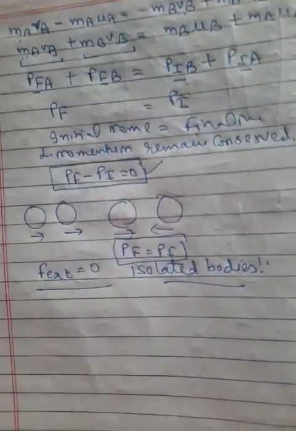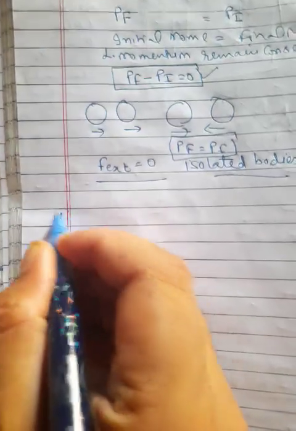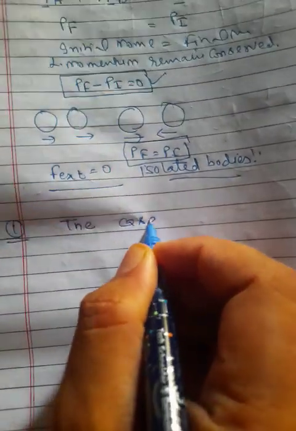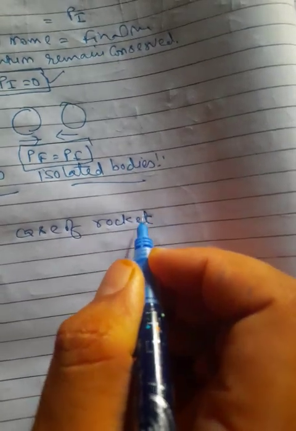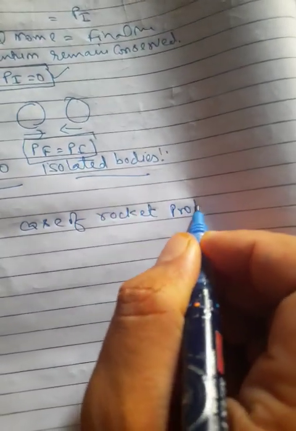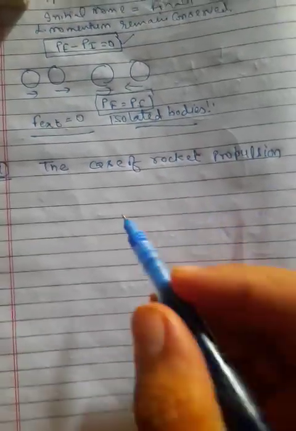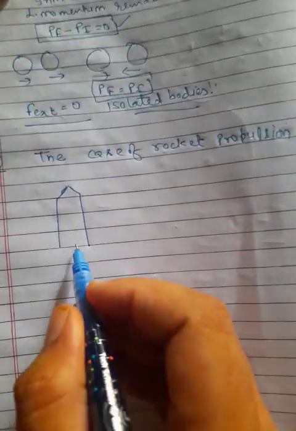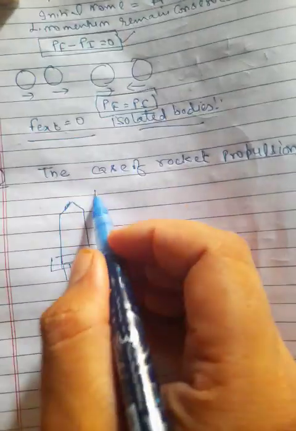So for conservation, in the conservation system we can discuss different examples. The most important example I am discussing with you all, number one example, is the case of rocket propulsion. You can see this is the simple diagram of a rocket. Fire will come outside, means fuel will burn on this side, and this rocket will move upside.